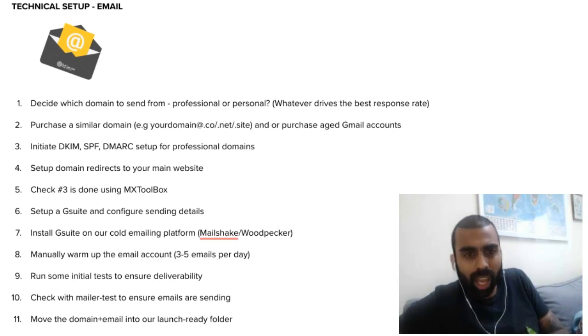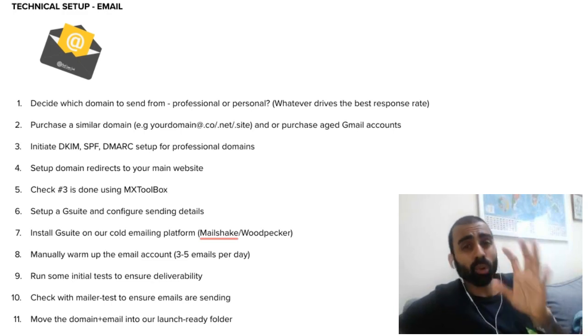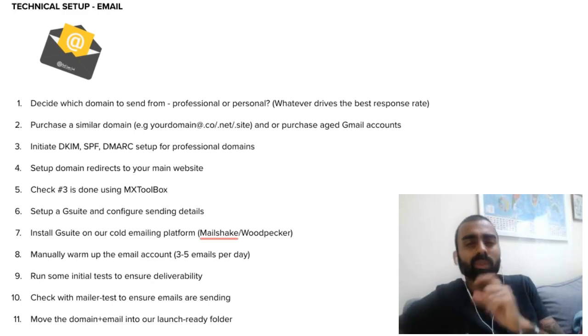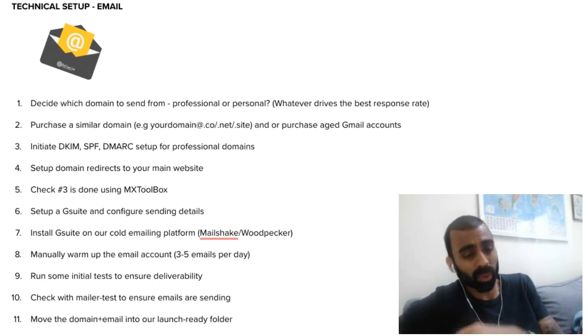So now we've done that, we'll set up the G Suite to configure the sending details for your actual account. It's a G Suite, which means really it's your business, but under the inbox of G Suite. And we'll install G Suite on our cold emailing platforms. We use Mailshake, we use Woodpecker, we've used a whole variation, and this is something that we sometimes do change depending upon ease of the tool, deliverability of that service provider, and its scalability as well as its support.